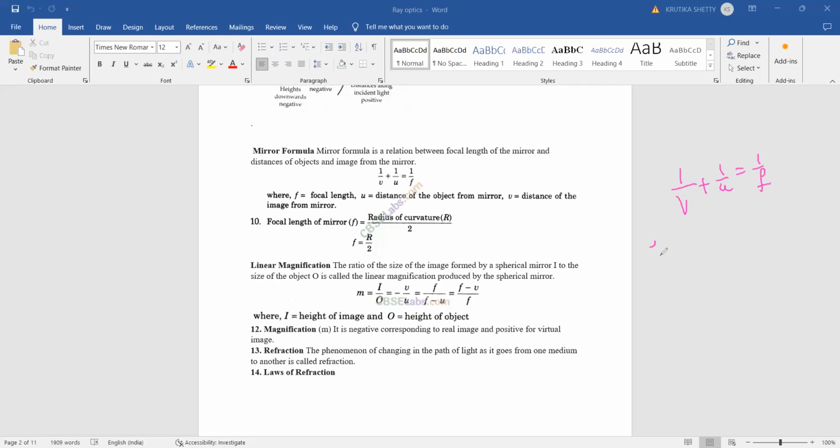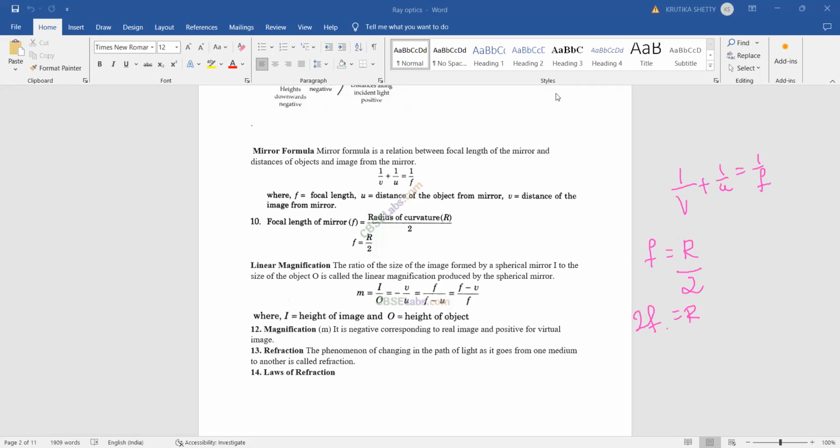Okay. Then the focal length is given by R divided by 2. This is the relation between focal length and the radius of curvature. So focal length is half of the radius of curvature, or the radius of curvature is twice the focal length, we also say.